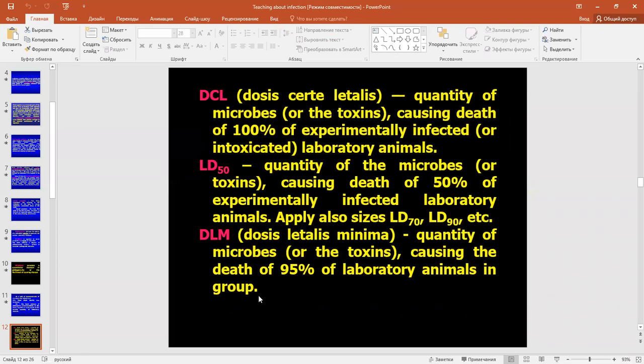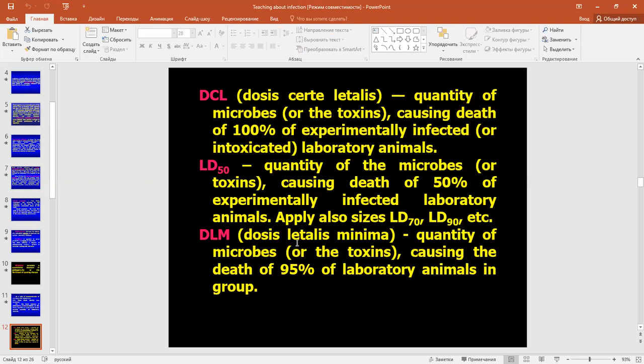DLM, doses letalis minima, is the quantity of microbes or the toxins causing the death of 95% of laboratory animals in a group. For doses certa letalis, it should be 100% of laboratory animals, the death of 100%. In case of DLM, it is necessary to see the death of 95% of laboratory animals.